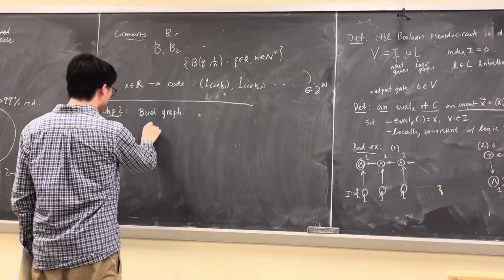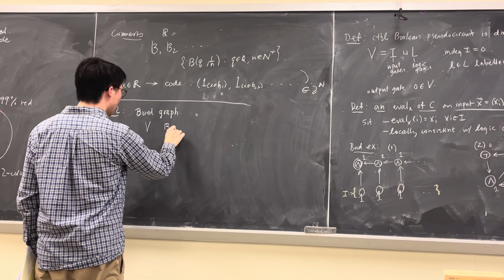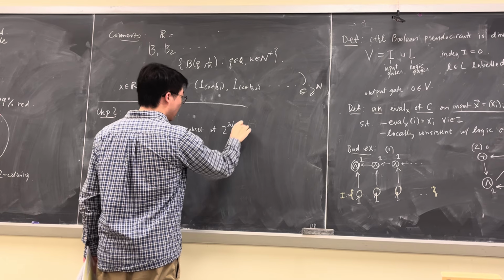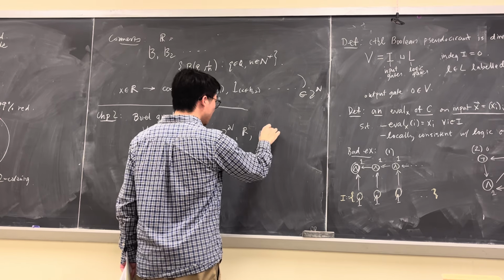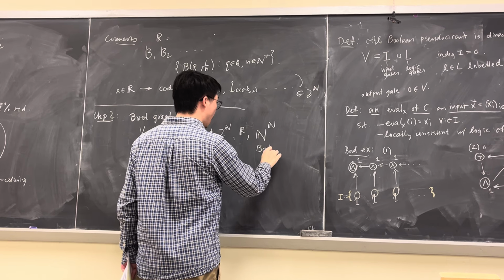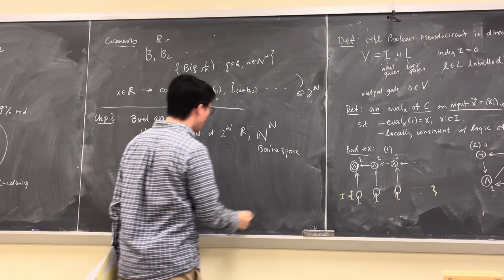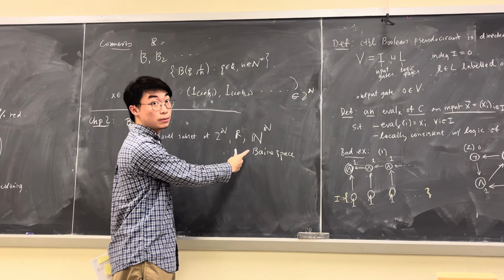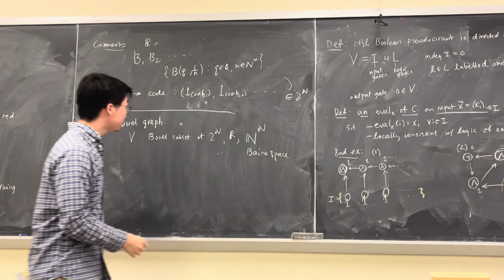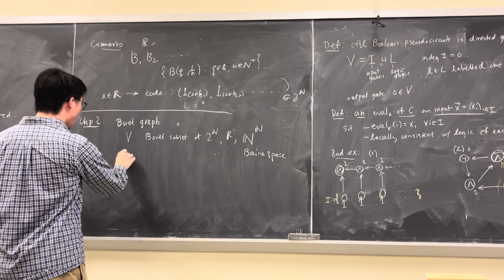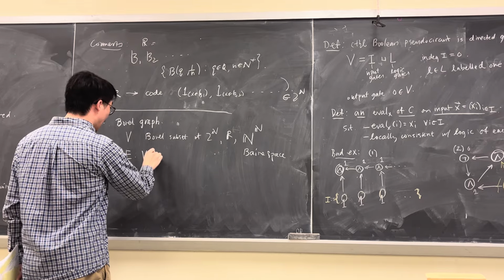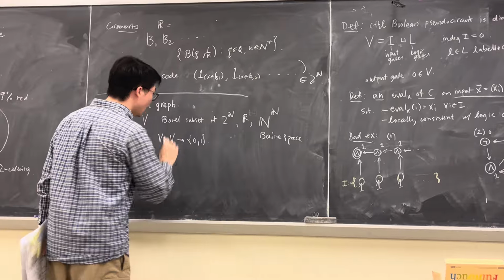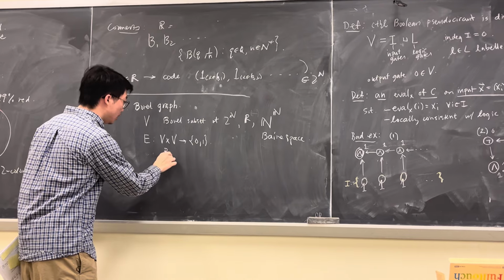A Borel graph is a V, which is a Borel subset of 2 to the n, R, or what's called Baire space, which are, instead of infinite sequences of zeros and ones, infinite sequences of natural numbers. And edges, I will think about as a function from V cross V to 0, 1. And I want this function to be Borel.